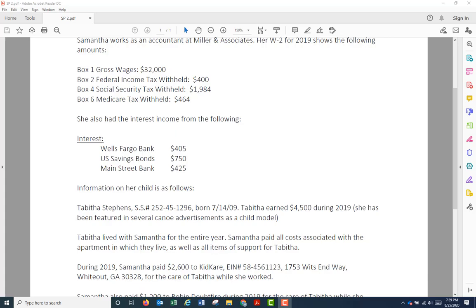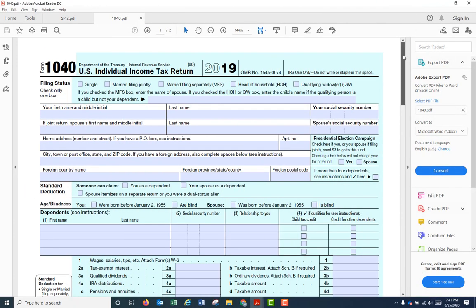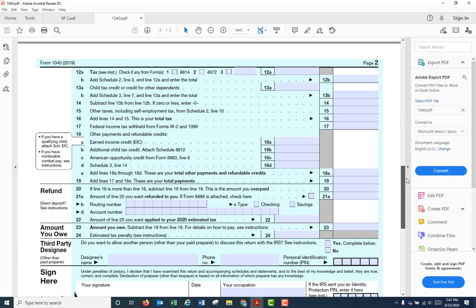Let's see that. Here's Form 1040 on page 2, line 13A. 13A is child tax credit or credit for other dependents. So child tax credit is a max of $2,000, or if it doesn't qualify for child tax credit, it could be credit for other dependents, which is $500, and we would populate that in line 13A. Let's see how much this taxpayer qualifies for the credit.